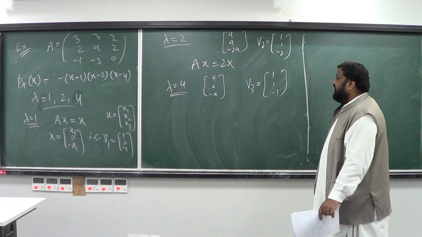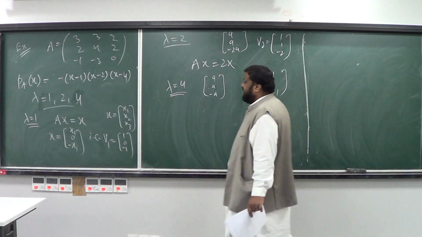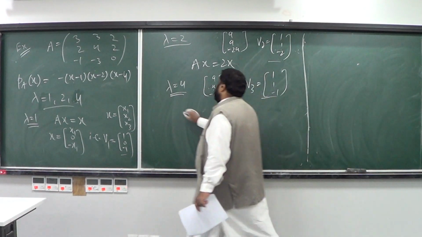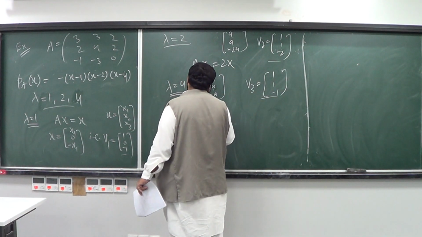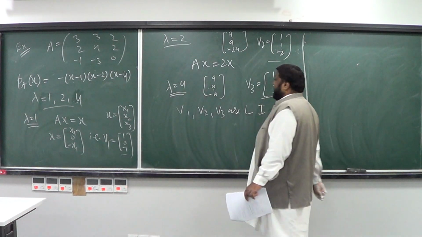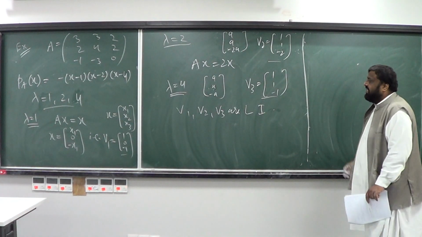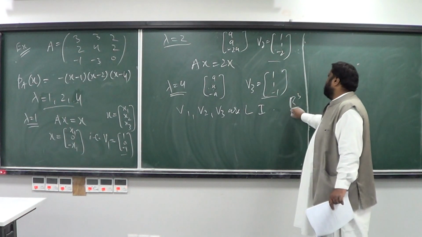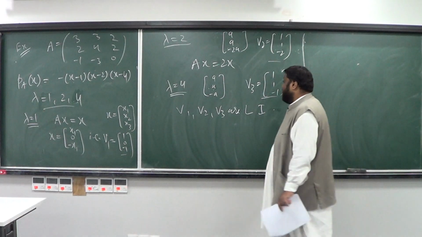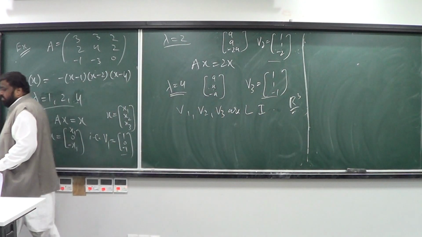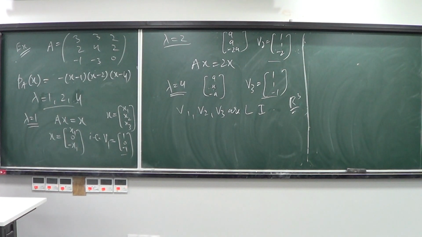Okay? It is not difficult to see that these three vectors are linearly independent. Okay, so this v1, v2, v3 are linearly independent. So if they are linearly independent, they form a basis for R3. So if they form a basis for R3, that means that this matrix is diagonalizable.